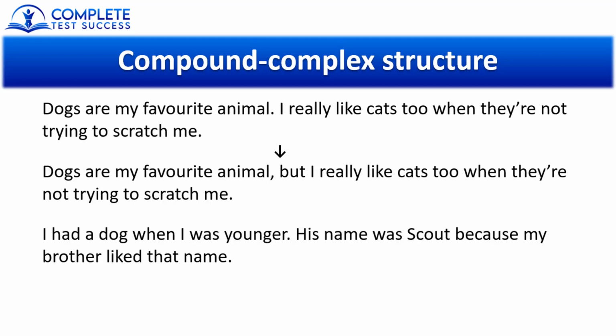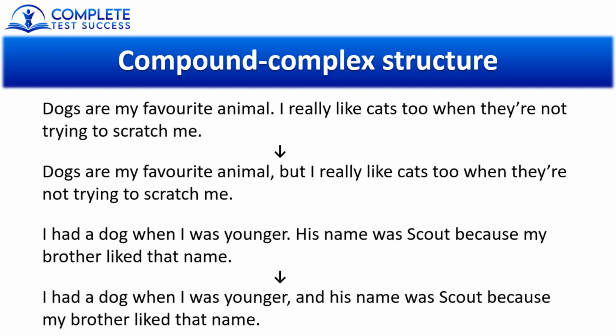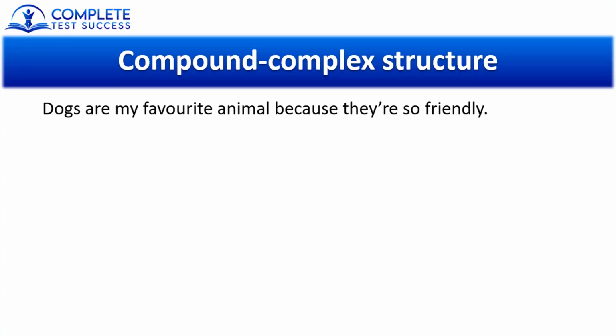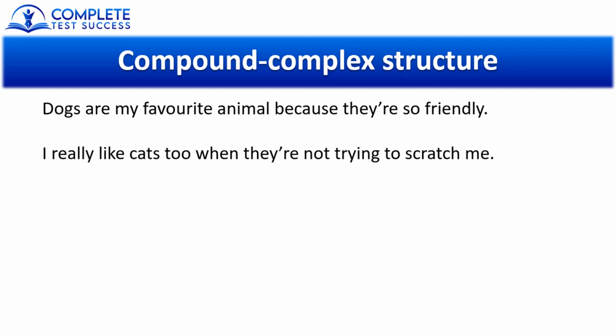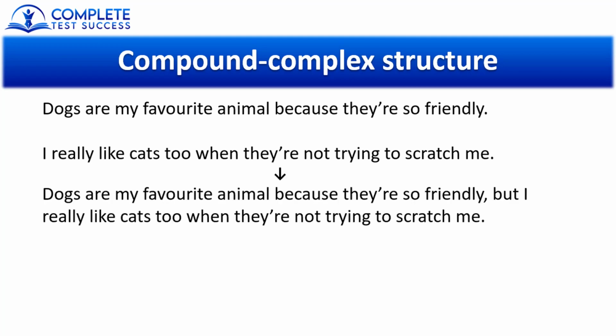And the other example we had earlier, we can join them together with the word and. I had a dog when I was younger and his name was Scout because my brother really liked that name. Again, you're looking at a compound complex structure right there. So what we looked at right there was a simple sentence and a complex sentence joined together to become a compound complex sentence. But you can join two complex sentences in the exact same way. So here I have, dogs are my favourite animal because they're so friendly. I really like cats too when they're not trying to scratch me. So those are two complex structures and I can join them together.